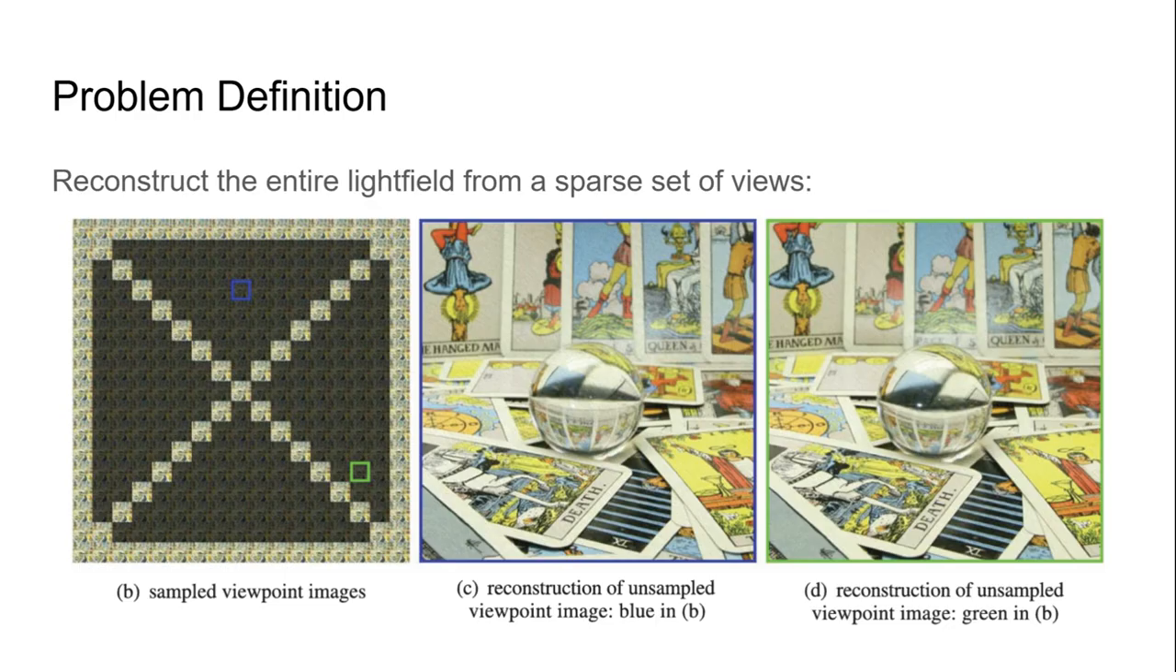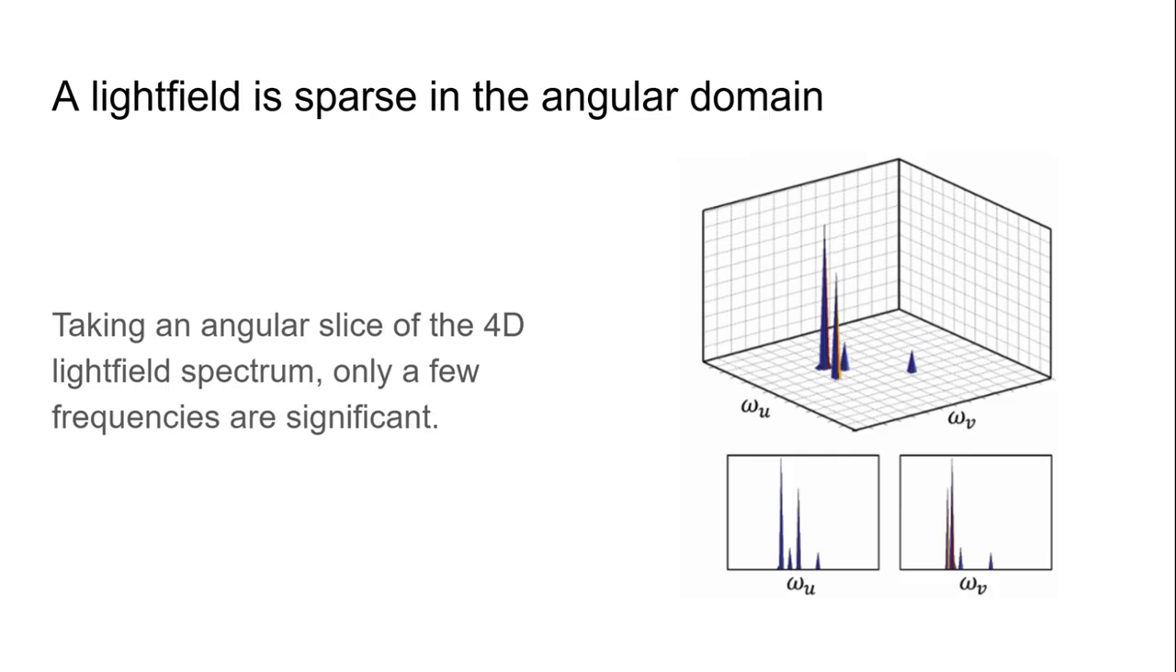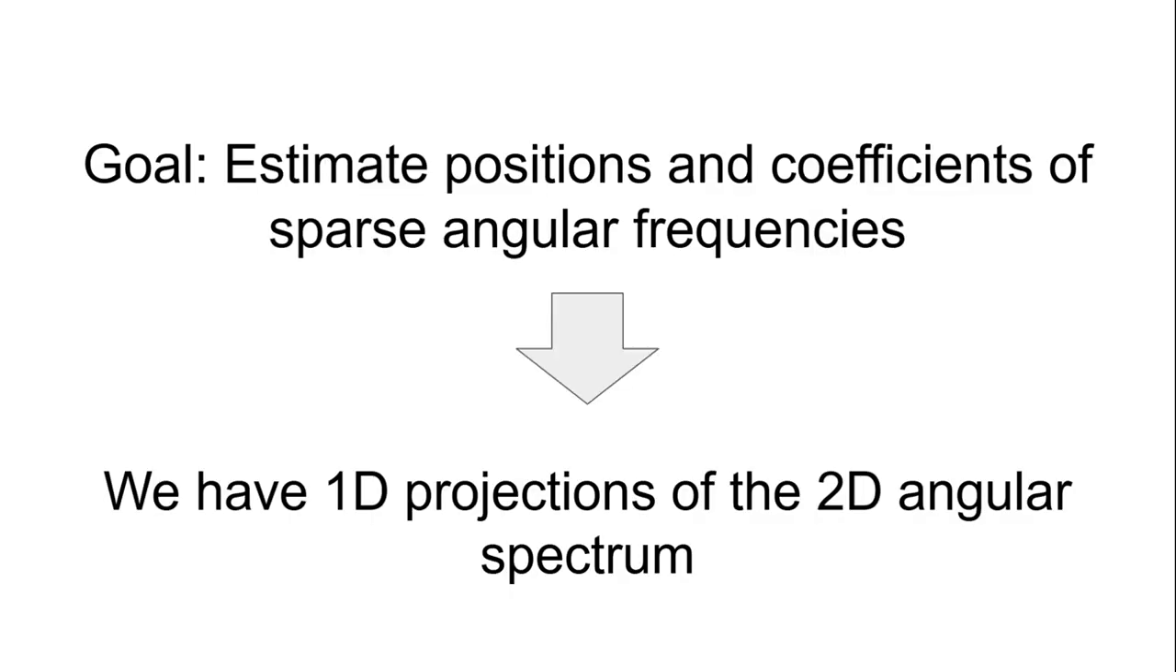we only have access to a sparse set of views of a light field that are defined by a set of lines in the angular domain, and we wish to reconstruct the entire light field from the sparse set of views. If you look at the 4D light field spectrum and take an angular slice of it, you'll observe that only a sparse set of angular frequencies have non-zero coefficients, and this is the prior that you use to reconstruct the entire light field from just a sparse set of views.